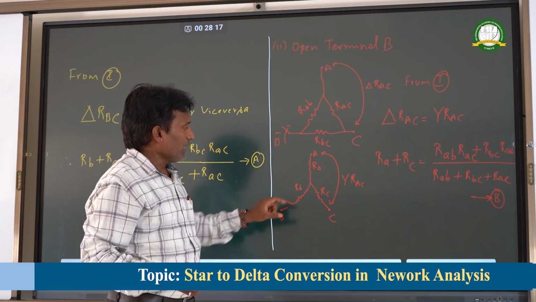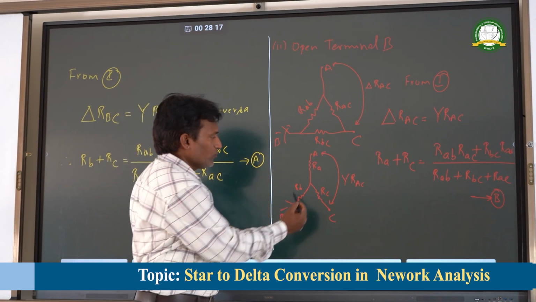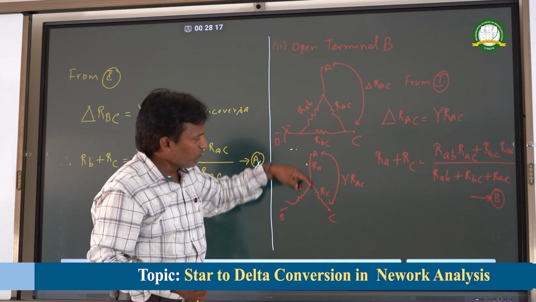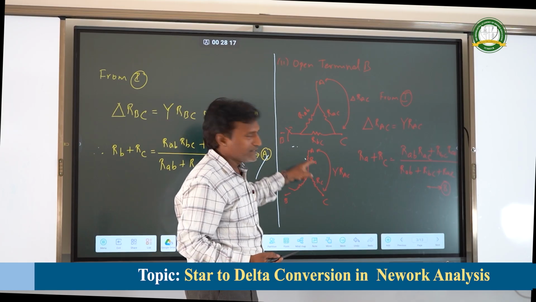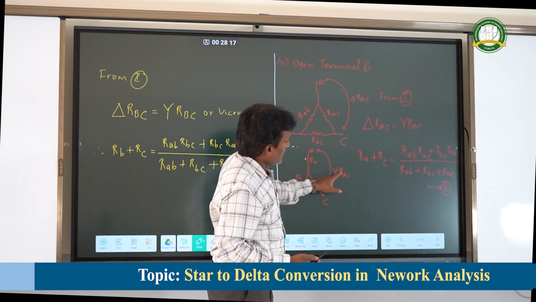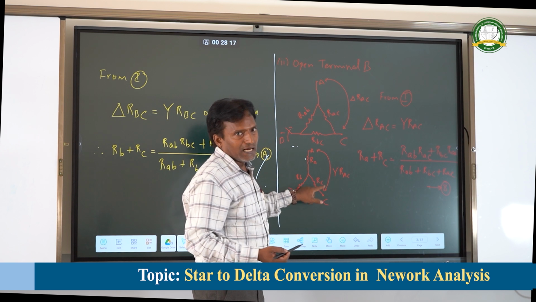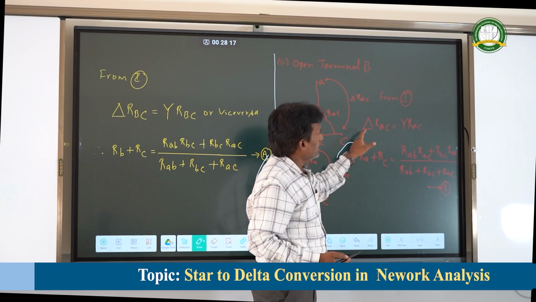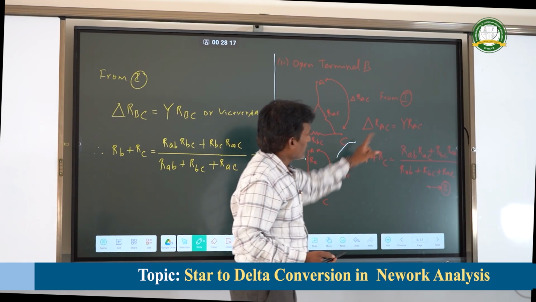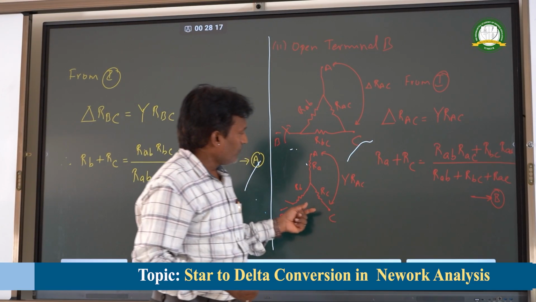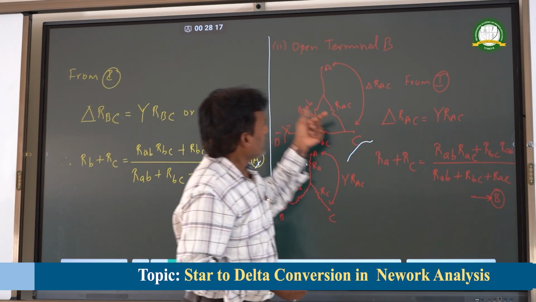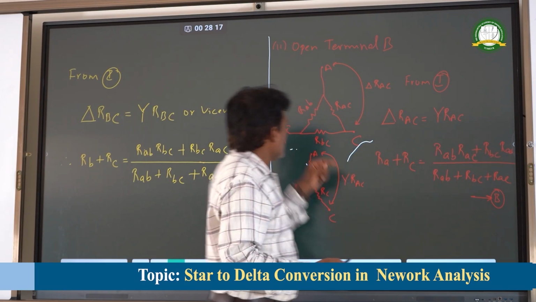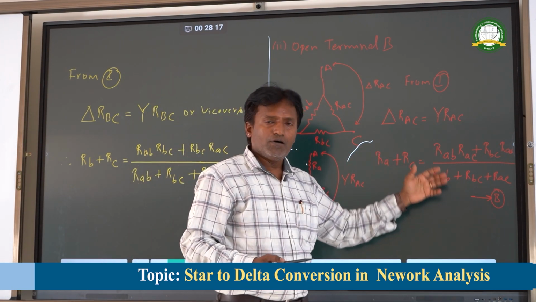And in star RAC, what happens if I open the terminal B? There will be no current through RB and hence this terminal becomes redundant. Whatever current flows in A will be flowing through C, and I can say these two elements come in series. And the star RAC will be the combination of RA plus RC. Rewriting from equation Roman number 1, we know that delta RAC is equal to star RAC. So RA plus RC of star is equal to the delta element combination RAB RAC plus RBC RAC upon the summation of all the three elements. I call this equation number B.